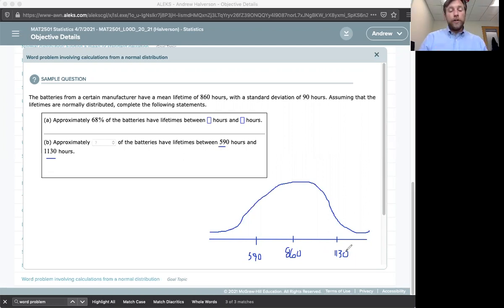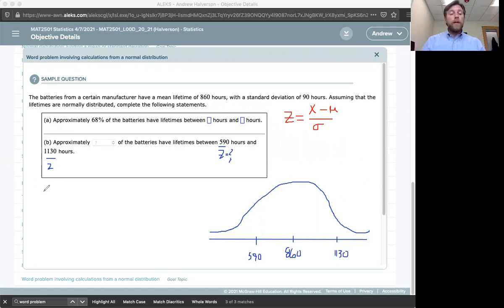Okay, so there's going to be sort of 2 ways we go about doing this. What we're going to do is find the z-scores associated with the values of 590 and 1130. What's the z-score associated with this, and what's the z-score associated with this? You have to use the z-score formula. The z-score is equal to the value you want to find the z-score of, minus mu, the mean, divided by the standard deviation. X minus mu divided by the standard deviation.